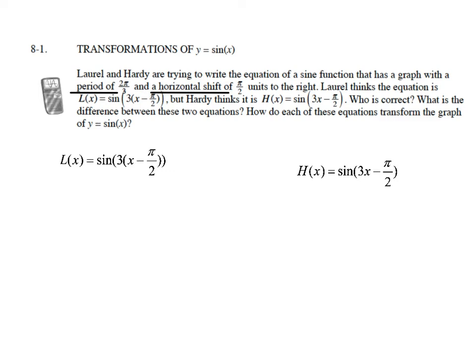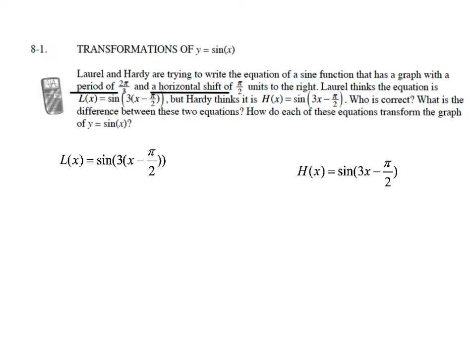Laurel and Hardy are trying to write the equation of a sine function that has a graph with a period of 2 pi divided by 3 and a horizontal shift of pi over 2 units to the right. Laurel thinks the equation is sine of 3 times in parentheses x minus pi over 2, but Hardy thinks it is sine of 3x minus pi over 2. Who is correct? What is the difference between these two equations? How do each of these equations transform the graph of y equals sine of x?